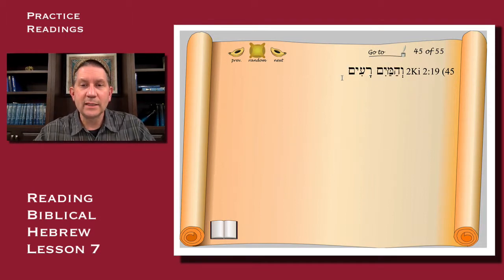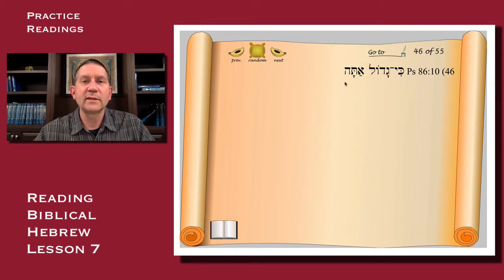V'hamayim ra'im. So hamayim, the water, and we can see that the water is articular, it's definite, and ra'im, even though it's after, does not have the article, and so this is actually predicate. The water was bad, or the water is bad. Depends on the context. Is somebody speaking, or is the narrator telling us this?